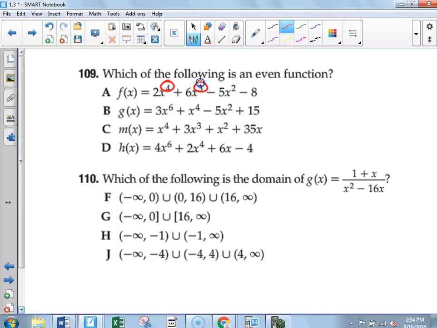A has evens and odds. We're looking for an even. This is an odd, right? This has evens and odds. Yep. Okay. I did number 110 wrong earlier today.